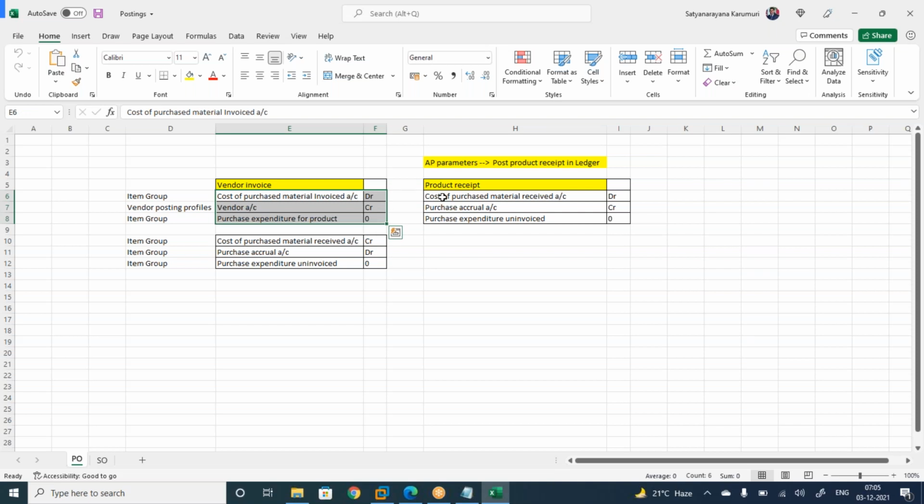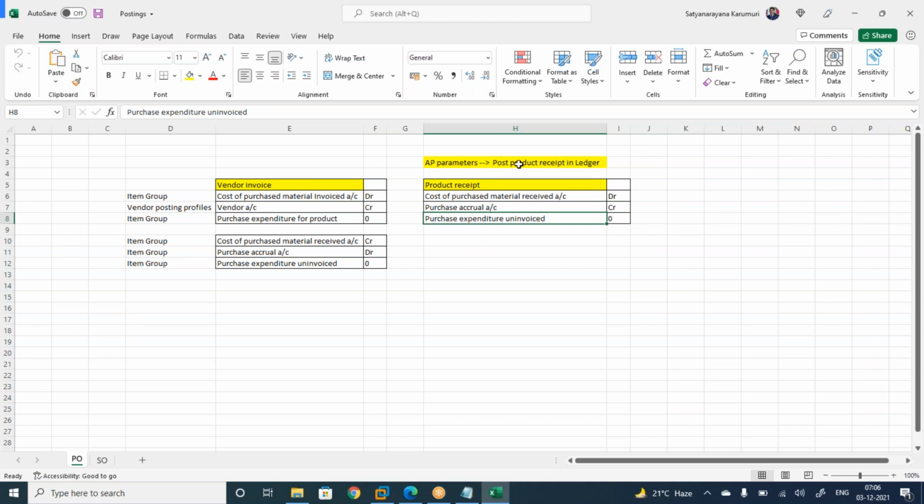But yesterday you came to know that during product receipt, if you want temporary postings, then in the AP parameters, enable the post product receipt in ledger checkbox. If you enable the checkbox, then temporary postings will be posted. It is cost of purchased material received account debit to purchase accrual account credit. These two you will map in the item group. And purchase expenditure uninvoiced also 0, it will be posted internally.